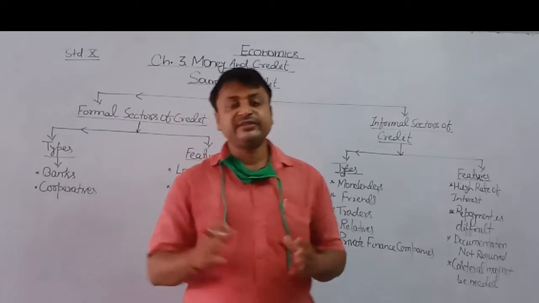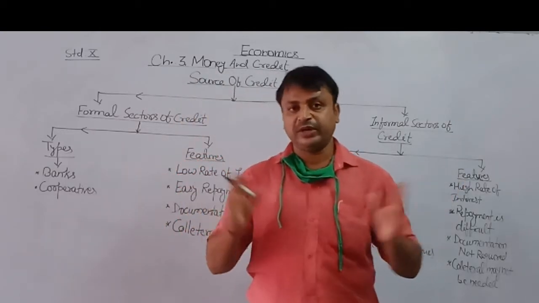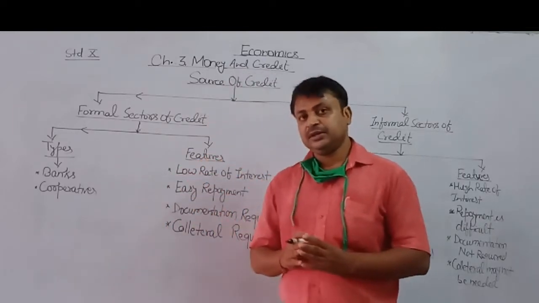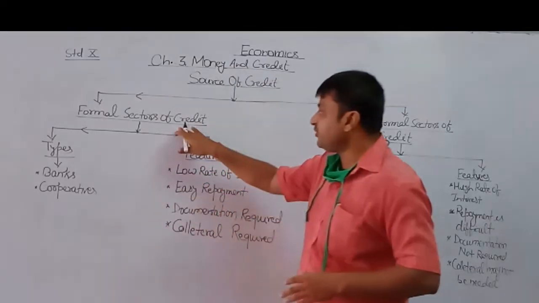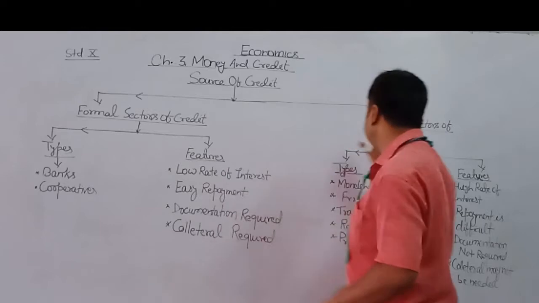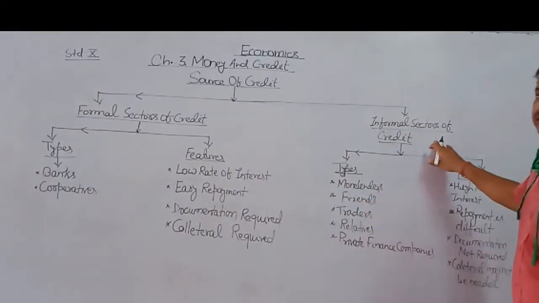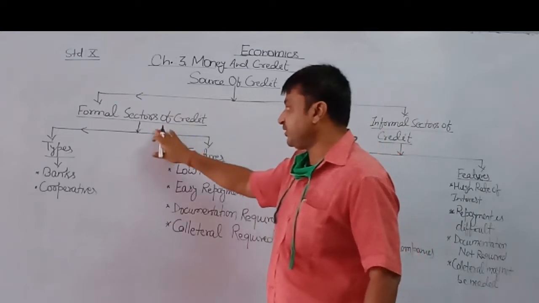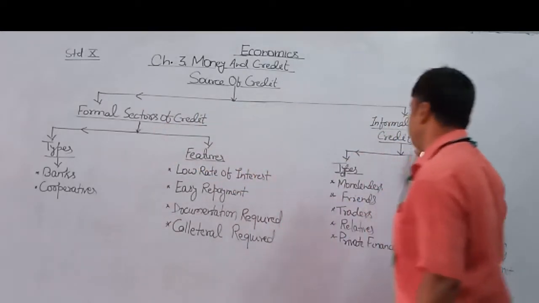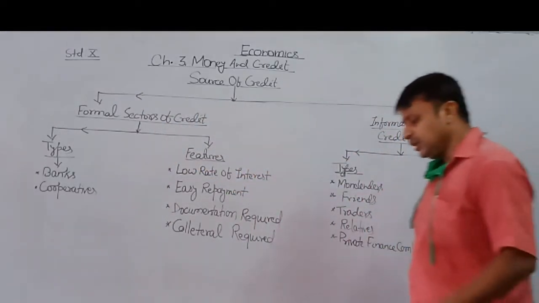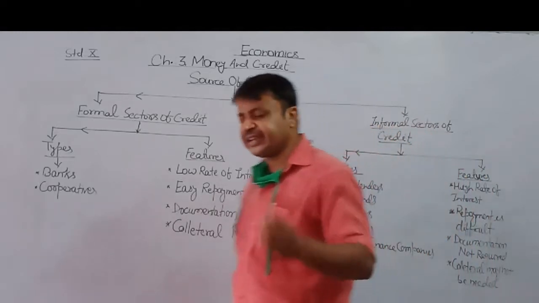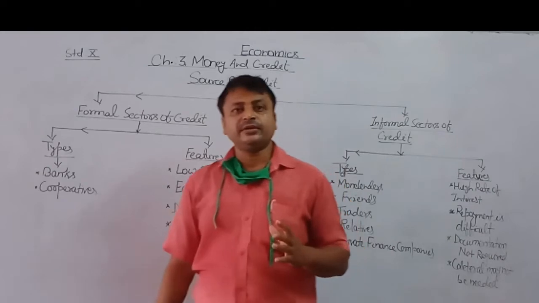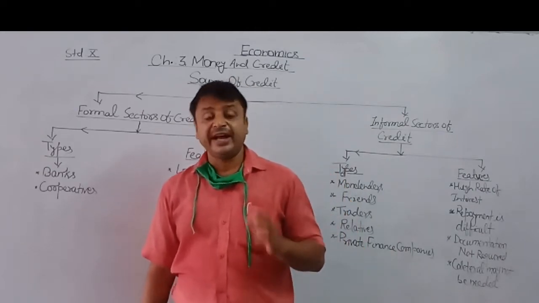Now we are going to discuss about these two sources of credit. This is also called sectors of credit. First is called formal sector of credit and the second is called informal sector of credit. So there are two types of sources of credit. Formal sector of credit and informal sectors of credit. What do you mean by formal sectors of credit? Remember, formal sectors of credit perform as per the laws.